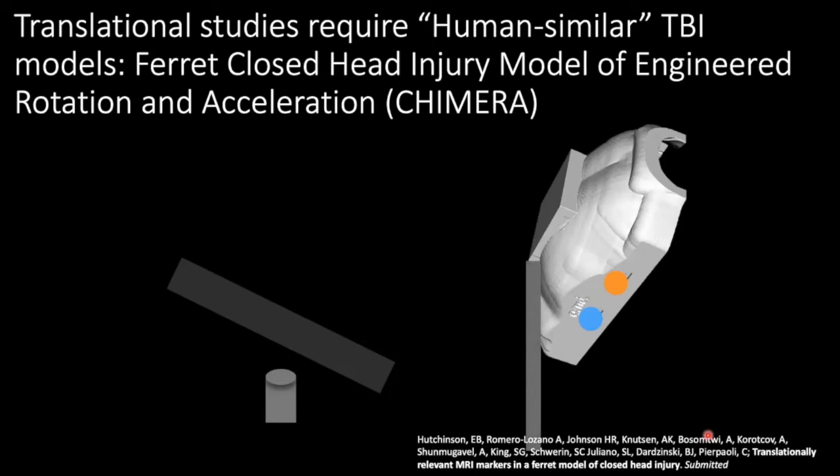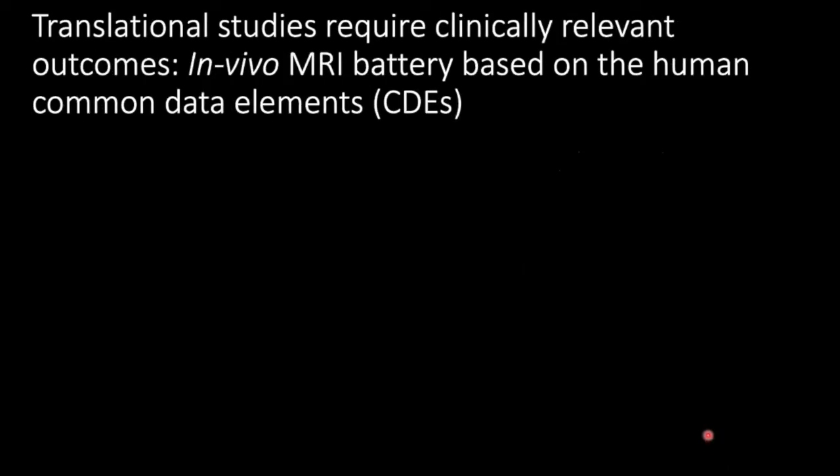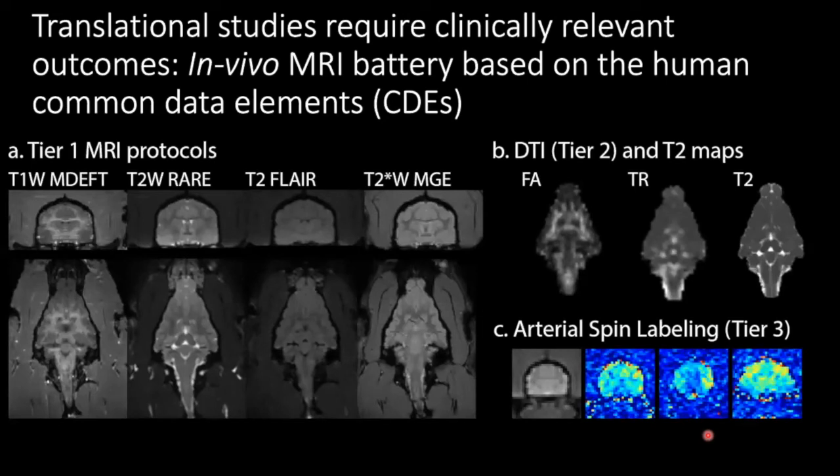We have just submitted this work, looking at the diffusion outcomes. What we did in this, instead of going the ex vivo microstructural route, is we really tried to mimic what happens in the clinic and what has been identified by the community to be important outcomes related to traumatic brain injury using MRI. So we tried to mimic the human common data elements, which include tier 1, just contrast protocols, tier 2, which include diffusion, as well as quantitative T2, and then a vascular arterial spin labeling outcome.